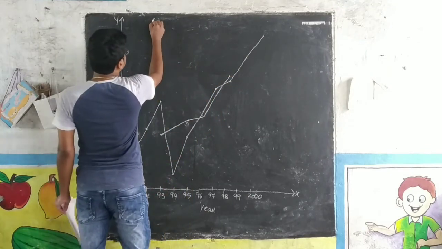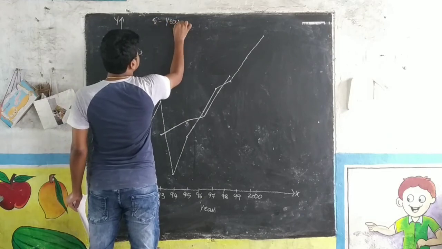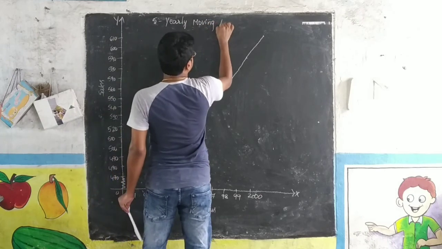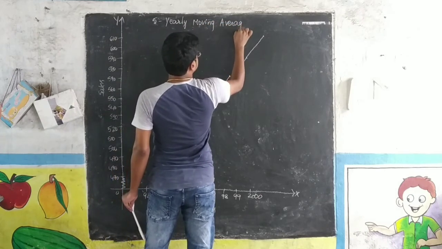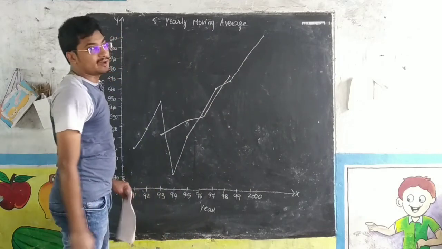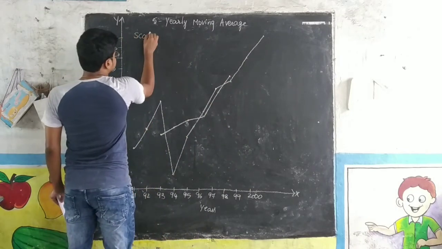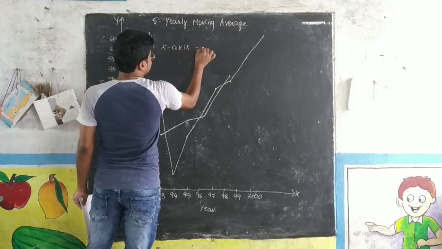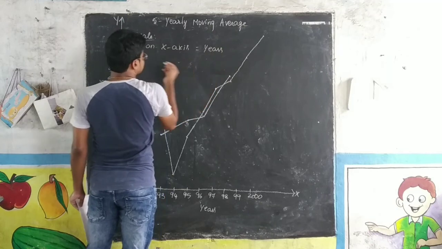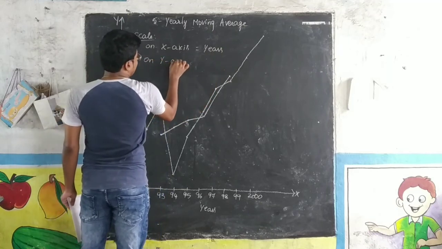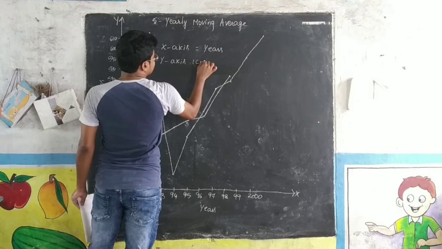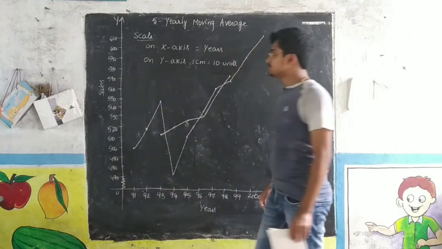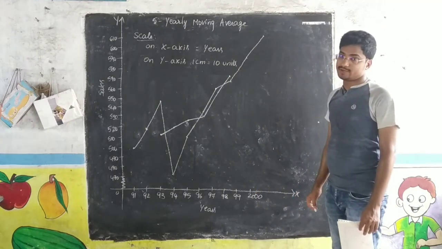This is the 5 yearly moving average. Scale: on the X-axis, years. On the Y-axis, 1 centimeter equals 10 units.